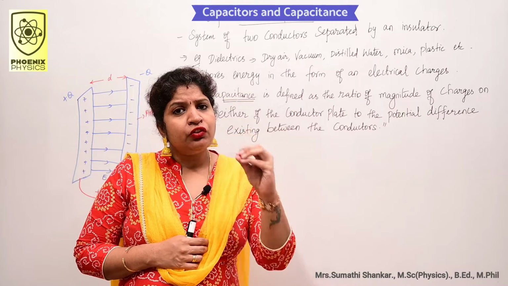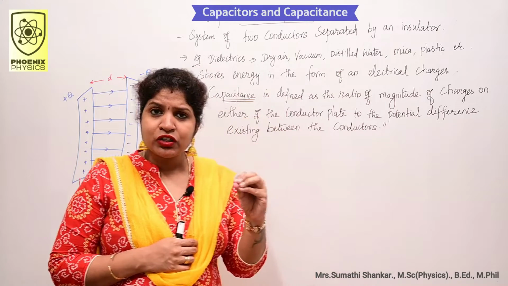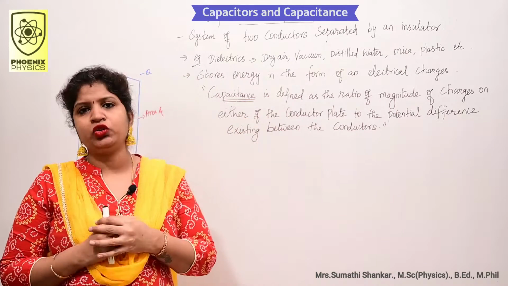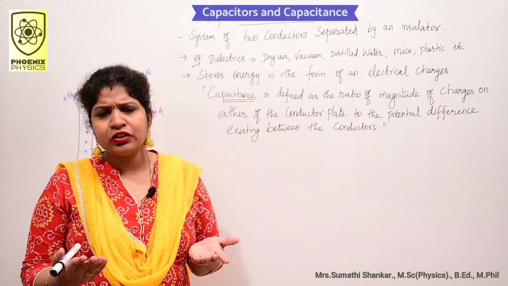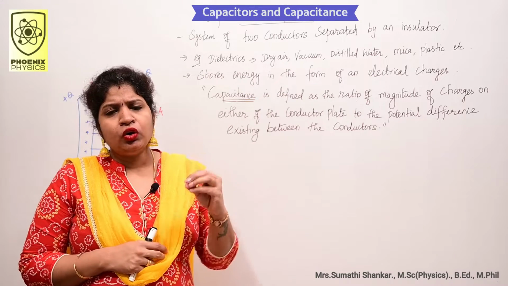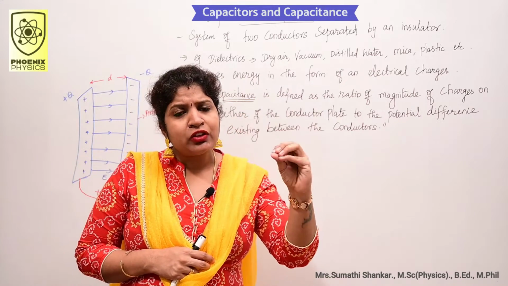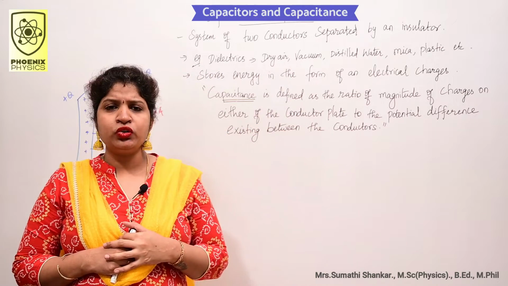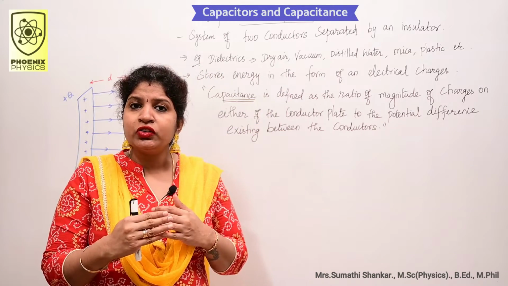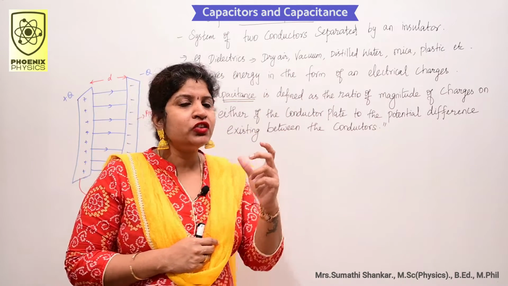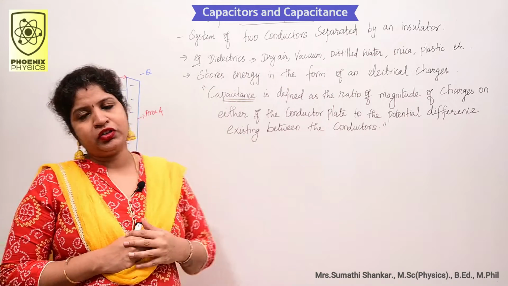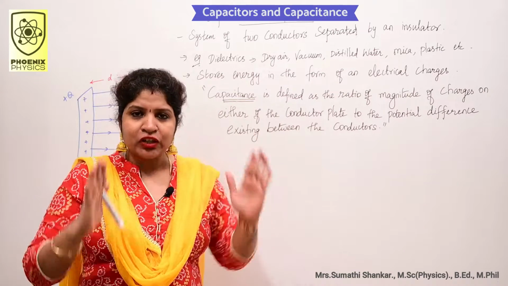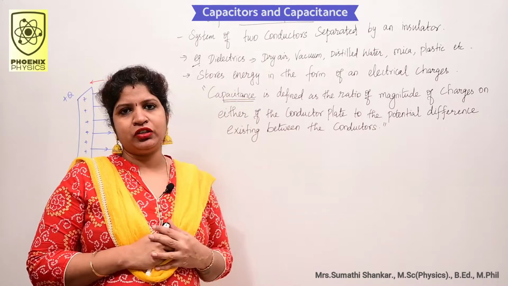Suppose you connect a capacitor to a voltage source, which is nothing but a battery. If you connect a capacitor to a voltage source, it produces a potential difference across its plates. These are the general ideas about capacitors.